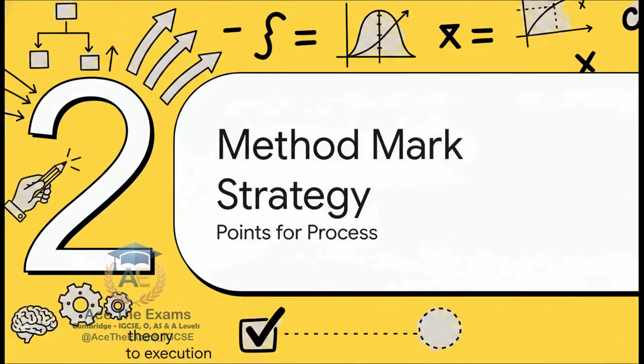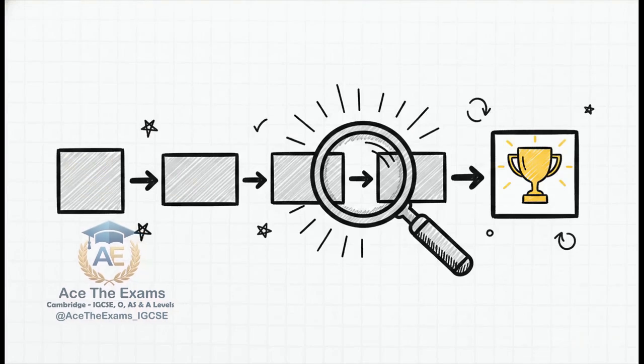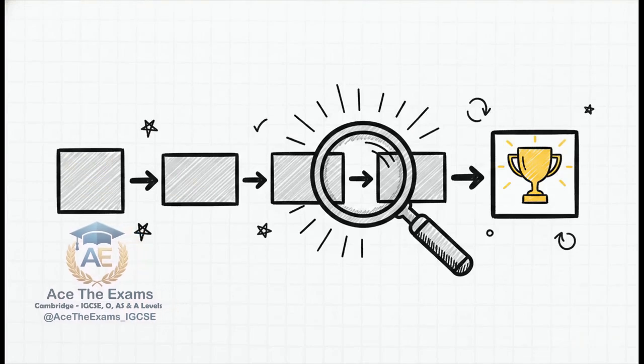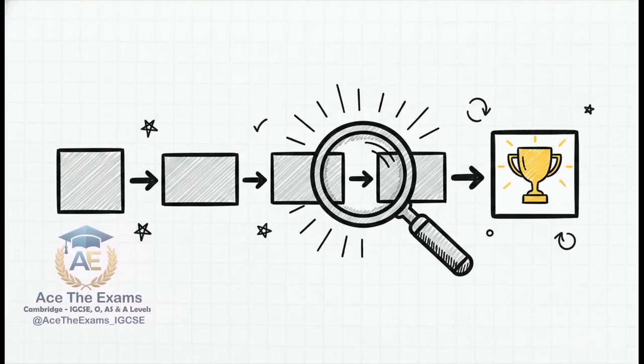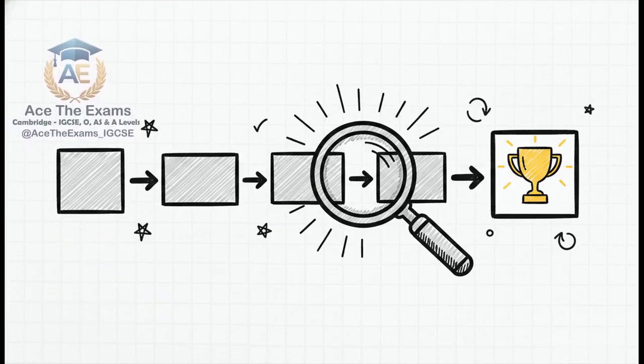Let's move over to Section 2, the method mark strategy, where we actually start earning points just for running the process correctly. Okay, so here is the absolute game changer. The examiners heavily reward your systematic processing. Your clear working is literally just as vital as your final answer.